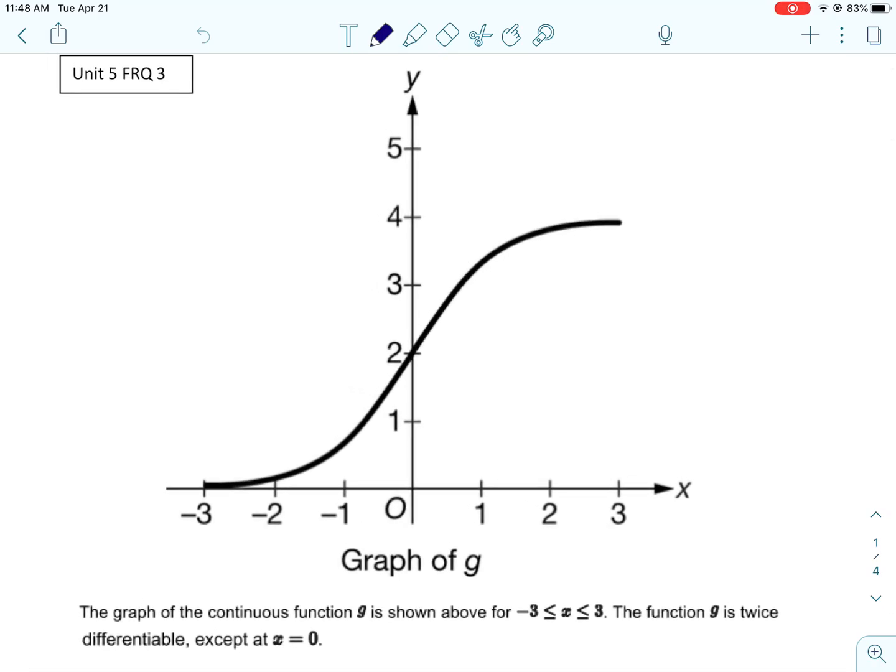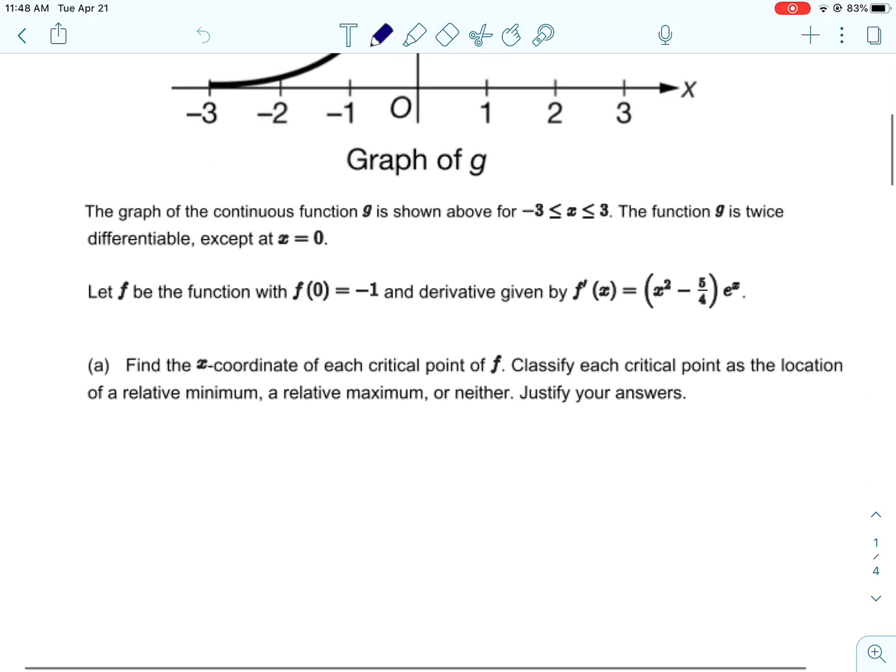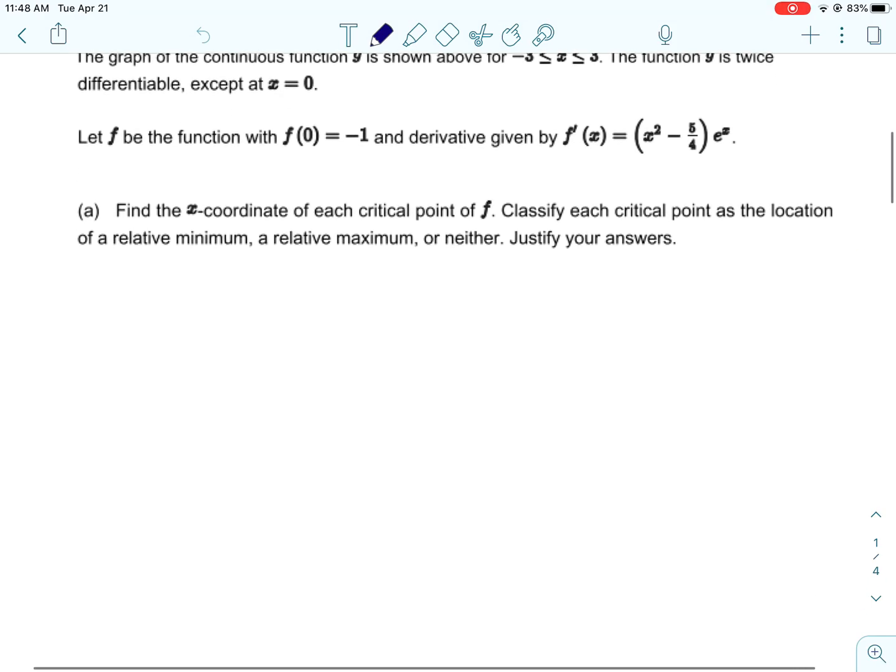All right, so we're looking at the third free response question for Unit 5. This one originally was written to be no calculator. Obviously, we can check some things if we needed to using the calculator, but remember that you have to show all the work like you don't have a calculator.